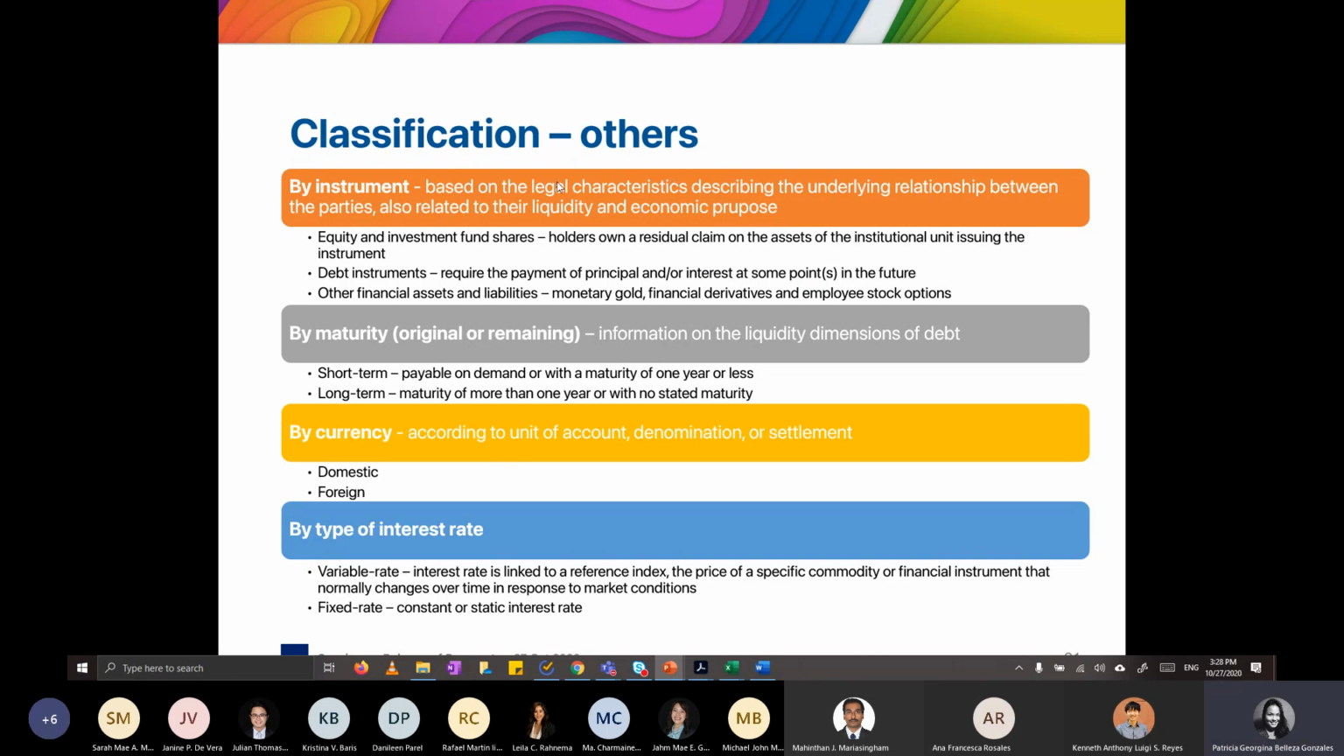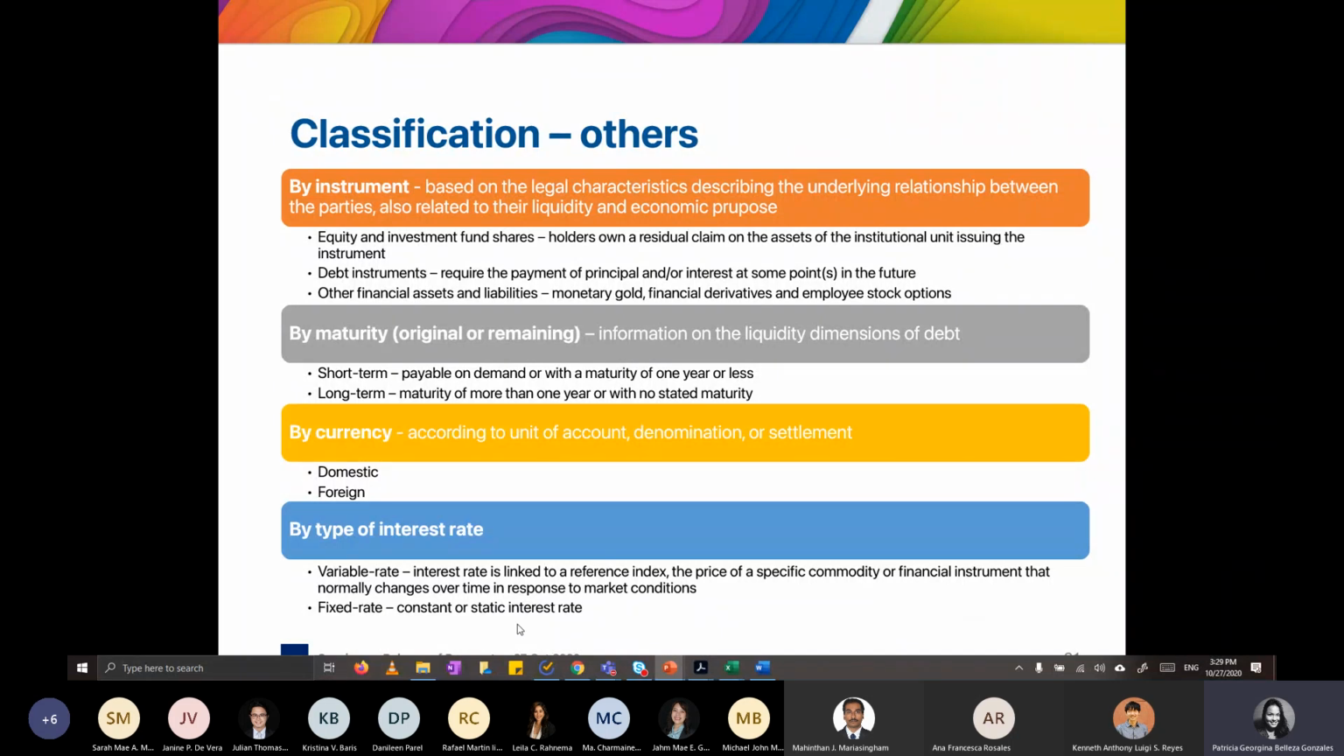So by instrument is by legal characteristics describing the underlying relationship between the parties. By maturity is the liquidity dimension of the financial instrument. Is it short term? Is it long term? By currency, in what unit of account or denomination is it recorded? Is it domestic or foreign? Or by the type of interest rate that a certain financial instrument has. Is it a variable rate in that it's linked to a reference index, or is it fixed?